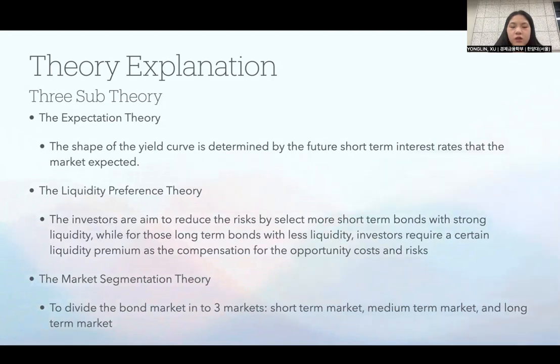Based on that, the whole bond market can be divided into three markets: short-term market, medium-term market, and long-term market. Each of these markets is relatively segmented and will rarely be affected by other markets. The supply and demand of each market is determined by the spot interest rate of bonds in the corresponding market. For example, the short-term interest rate will be determined by the relationship of supply and demand in the short-term bond market. So it's the corresponding one. So this is basically the theory.